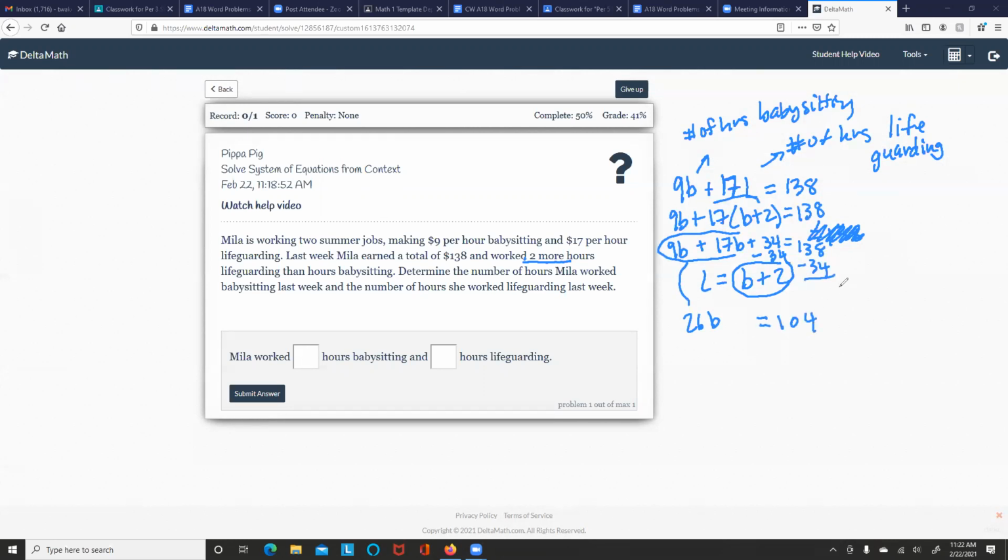104. So what's 104 divided by 26, guys? Hopefully it goes in evenly. I have a calculator here. Yay. 4 times. It goes in evenly. Yay. That tells me I probably did the problem right. So she spent 4 hours babysitting. And then for lifeguarding, she spent 2 more hours, so lifeguarding would be 6 hours. Let's type it in and see how we did. Moment of truth. Okay, so Mila worked 4 hours babysitting and 6 hours lifeguarding.